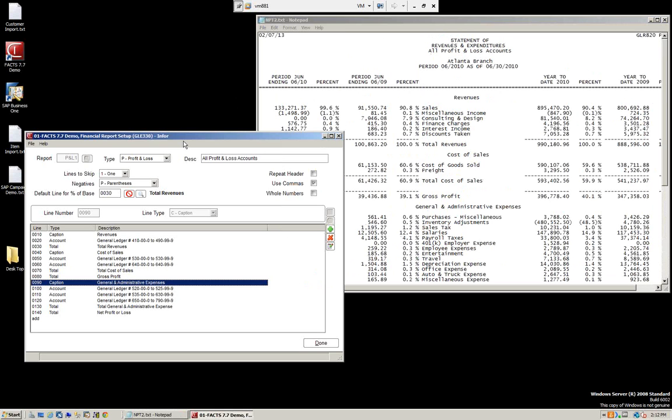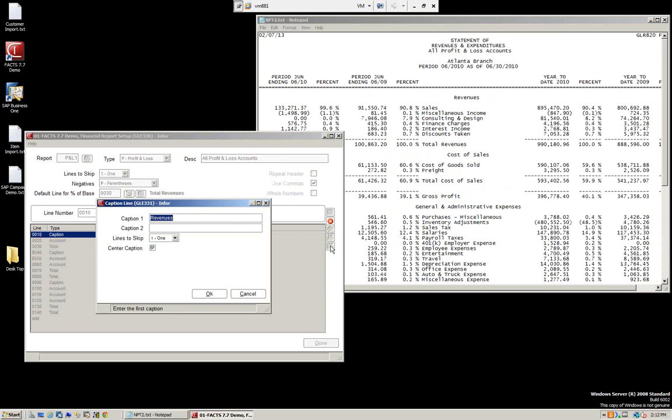So let's take a look, and let's start from the beginning. You can see here, if we edit this line, we can see that this is a caption. Again, very simple. It's revenues. We only have one caption. Lines to skip one, so you see we have a blank line between revenues and the actual account sales and miscellaneous. And we have it centered, so we see it in the middle of the report.